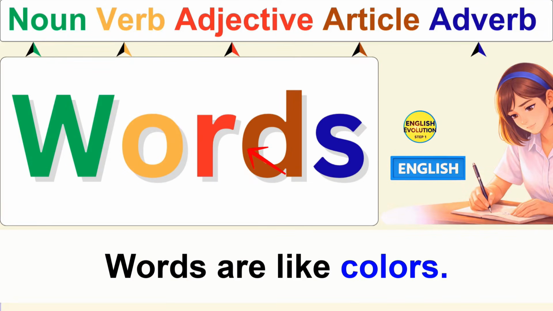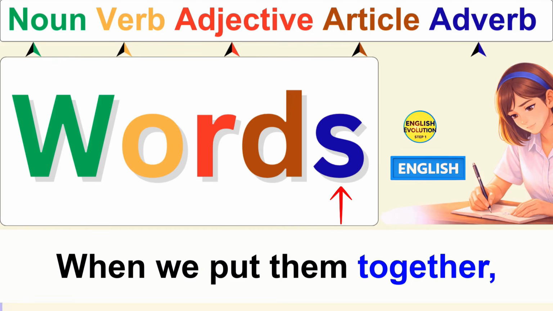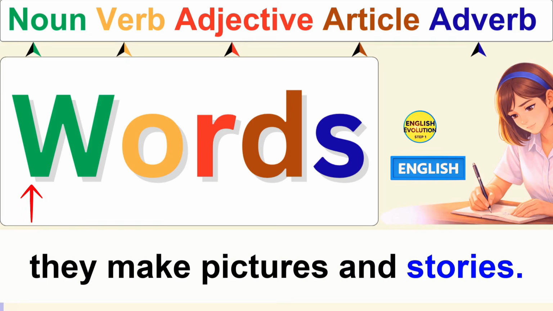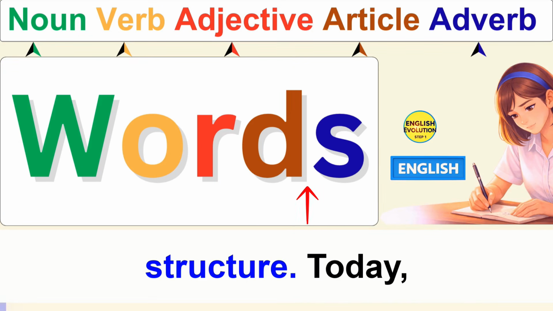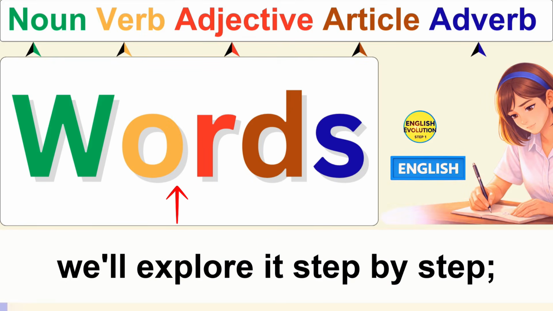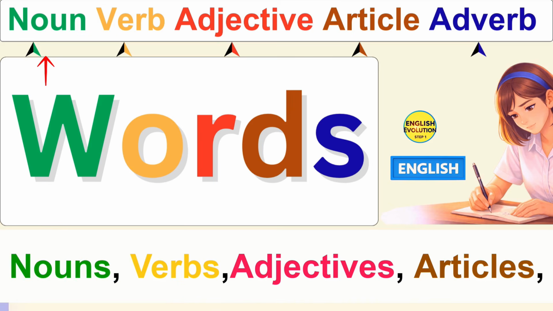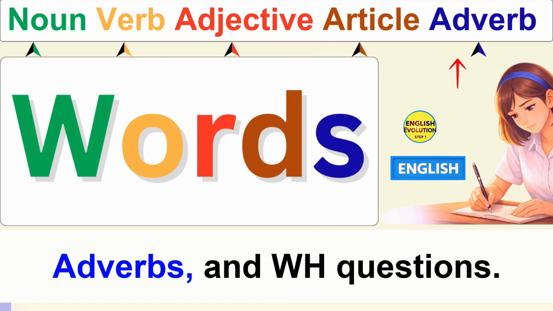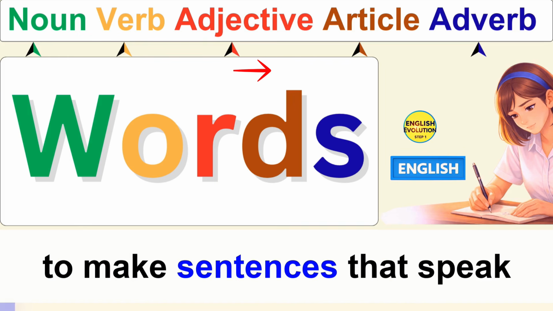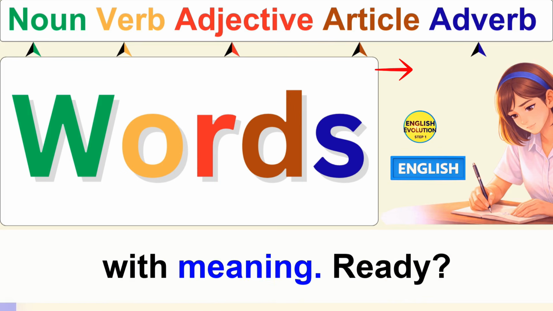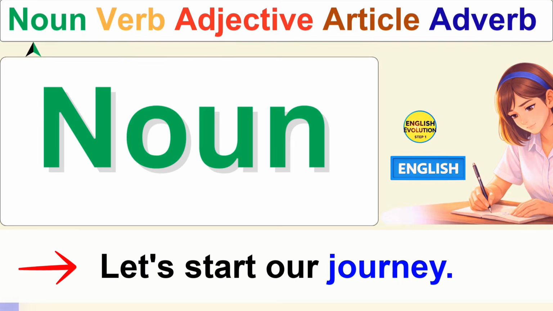Words are like colors. When we put them together, they make pictures and stories. But every sentence has a simple structure. Today, we'll explore it step by step: nouns, verbs, adjectives, articles, adverbs, and WH questions. By the end, you'll see how easy it is to make sentences that speak with meaning. Ready? Let's start our journey.